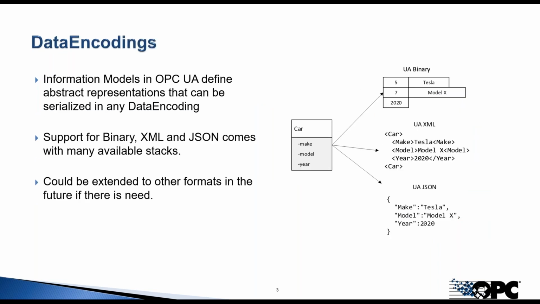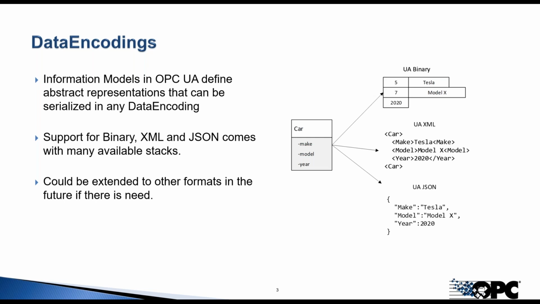Now, the data encodings, as I mentioned, are a way of serializing information that's described in the OPC UA information model. So you could have the same information represented in different formats. In the example here, we've got a value represented as binary, as XML, or as JSON.